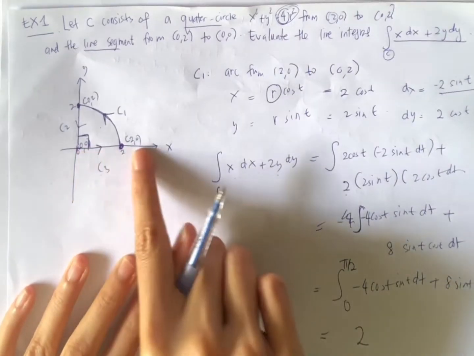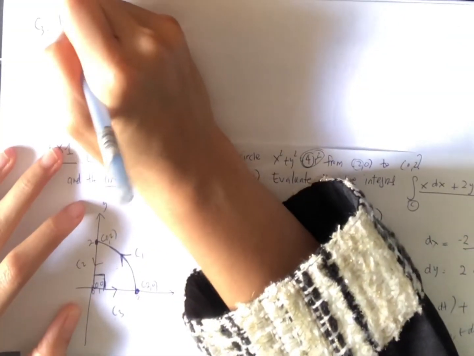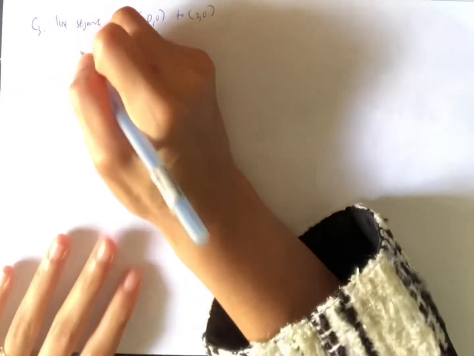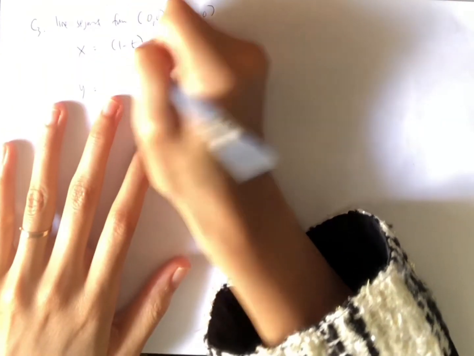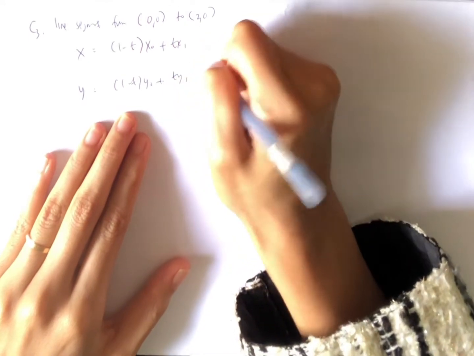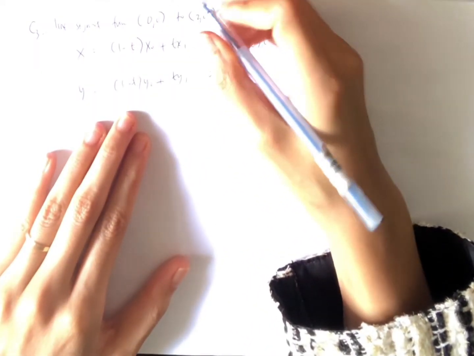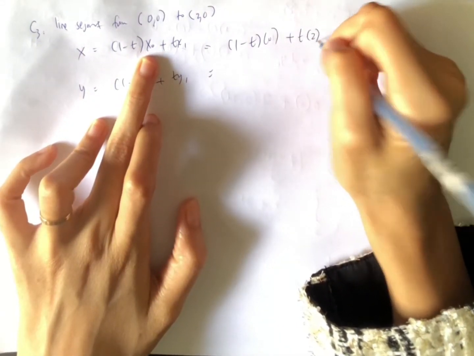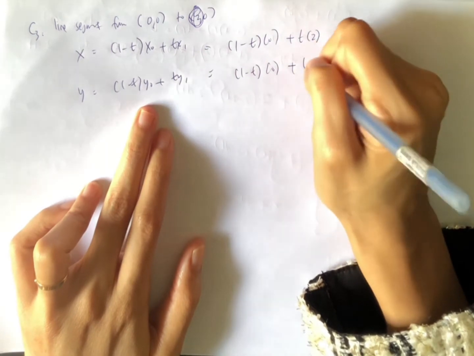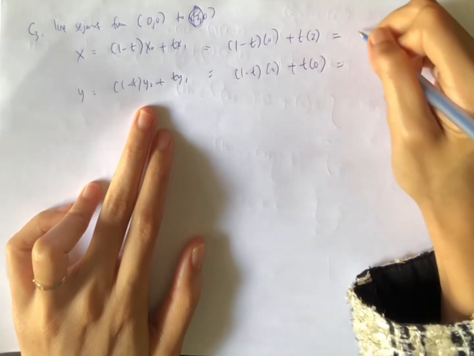We have the last one, which is C3. C3 also is a line segment from 0, 0 to 2, 0. You do the same thing as C2: 1 minus t times x naught plus t x1, and 1 minus t times y naught plus t y1. What is your x naught? 0. What is your x1? 2. Then y naught is 0 and y1 also 0. Therefore you have x equals 2t.